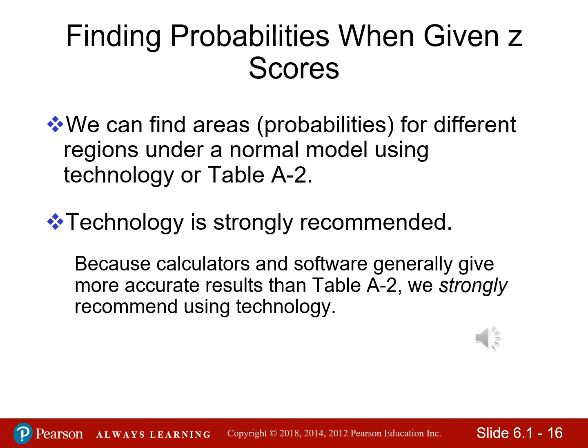We can find areas or probabilities for different regions under a normal model using technology or Table A2 in our appendix. However, using calculators and software generally gives you more accurate results than Table A2, so it is strongly recommended to use technology when possible.